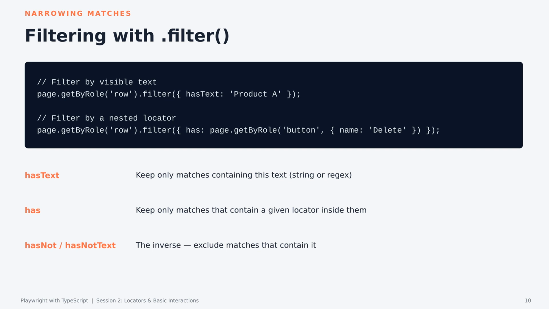hasText keeps only matches that contain that specific text, and it accepts either a plain string or a regex. has keeps only matches that contain a given locator somewhere inside them. And hasNot and hasNotText do the exact inverse of those two. They exclude matches instead of keeping them.